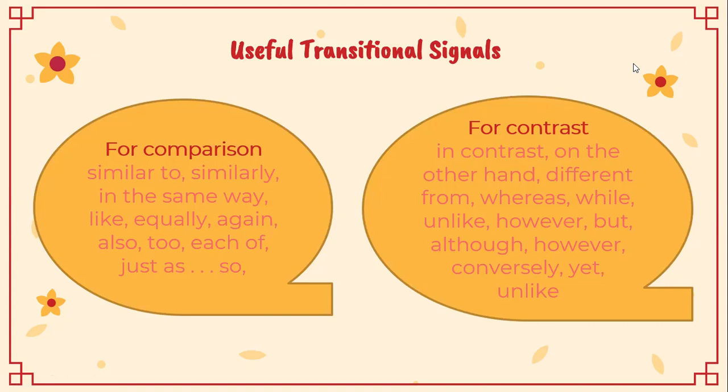In contrast, on the other hand, different from, whereas, while, unlike, however, but, although, conversely, yet. We mentioned while, okay? You have plenty of transitional signals, but these are the most common and the easiest transitional signals for you to use.